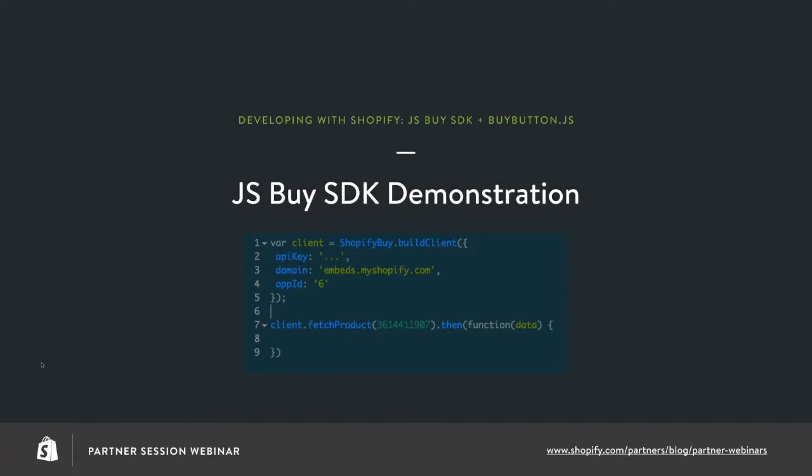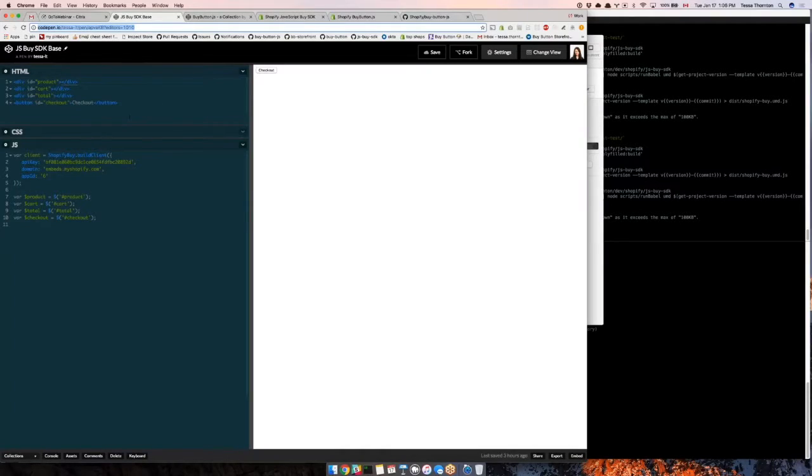So I'm going to go fairly quickly into a bit of a demonstration here, just to show you how you use the JS Buy SDK and how you would use it with your Shopify admin to fetch a product and add it to a cart. I'm just going to exit out of Keynote here. I just have a CodePen right here that is a very basic setup for using the JS Buy SDK. I'm just going to run through what I have already here.